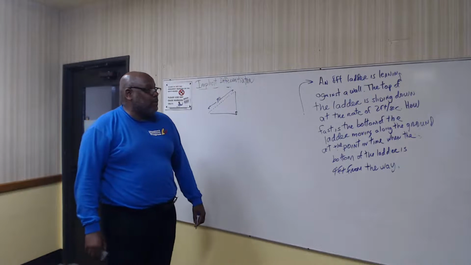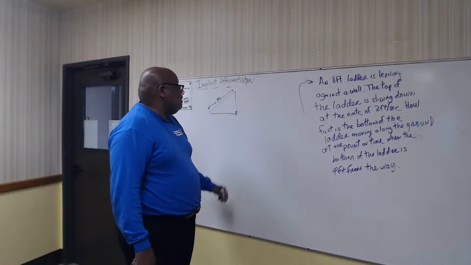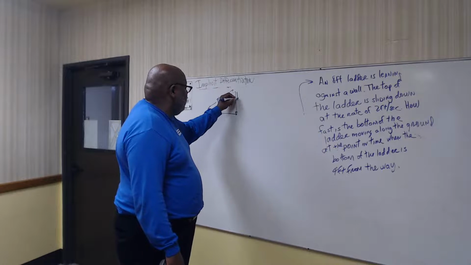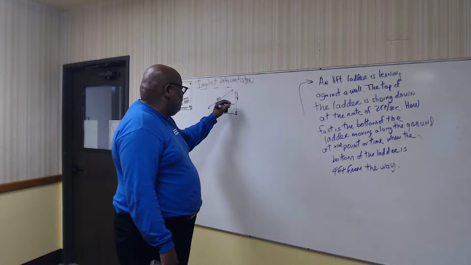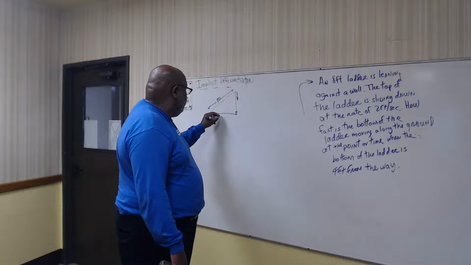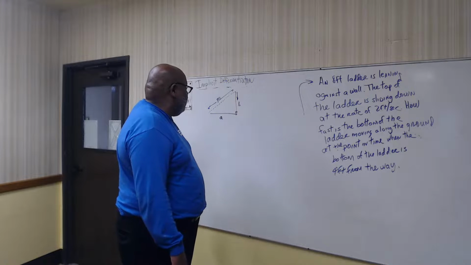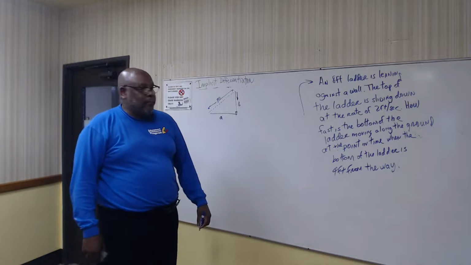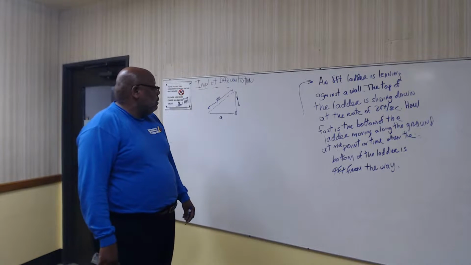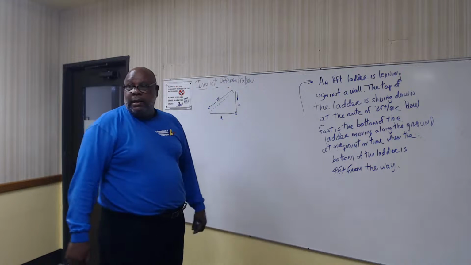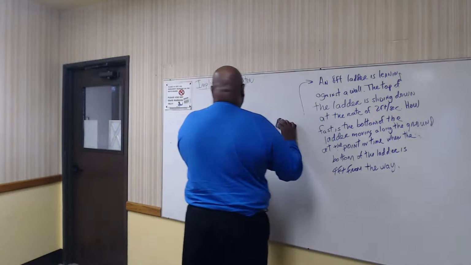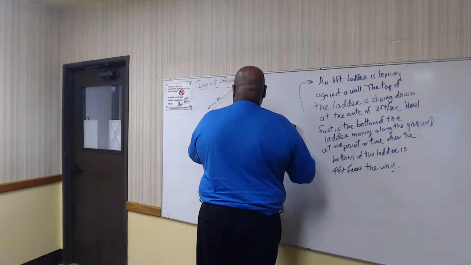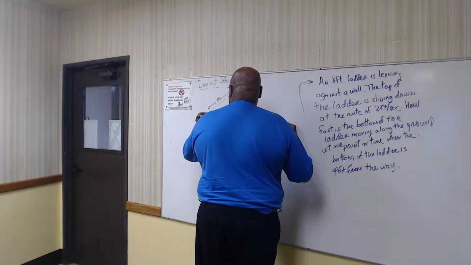The top of the ladder is sliding down at a rate. So I'm gonna call, now this might make it a little easier, right? I'm gonna say A and B. How's that? Okay. So I'm gonna call this side B and side A. Do we say lengths? We say lengths too. So I'm gonna do segments, okay?